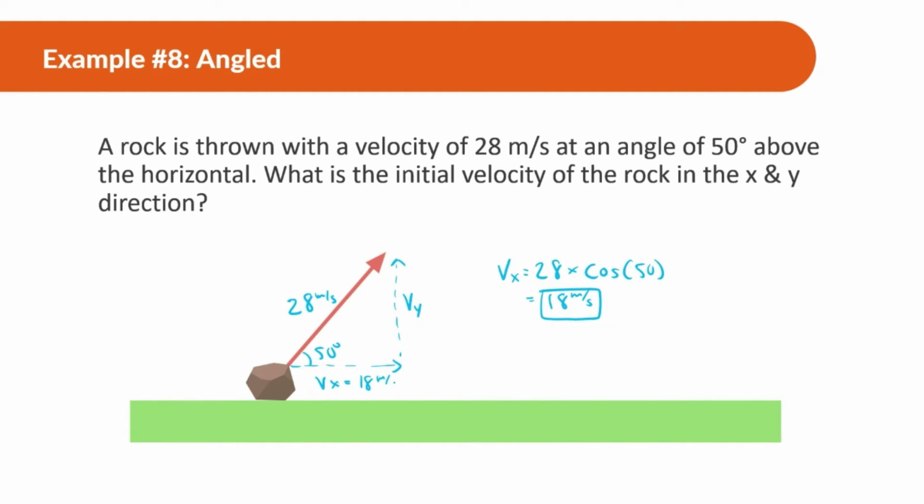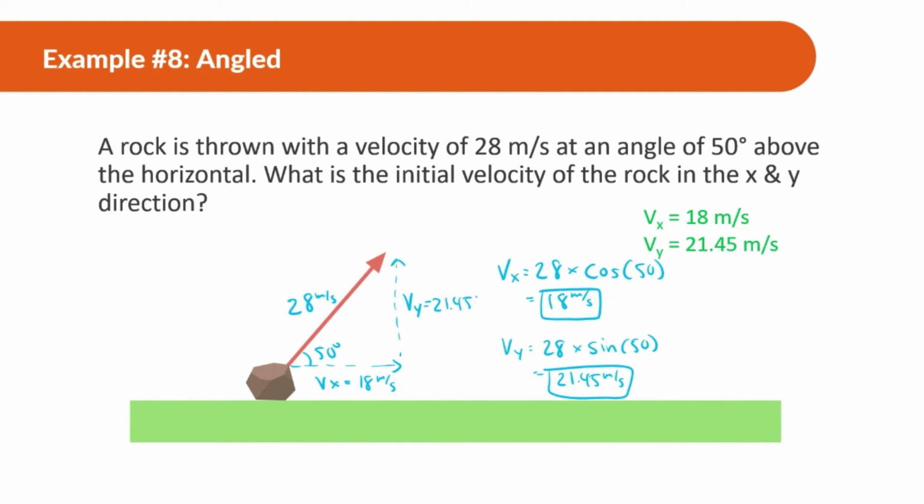18 meters per second. And I should know velocity in the y is going to be equal again to the hypotenuse, 28, times sine of 50. Okay, so I put that in my calculator. 21.45 meters per second. Okay, and that's our answer there. Again, you could have done SOHCAHTOA and you could have found the same thing. Probably would have taken longer, but anyway, there you go.